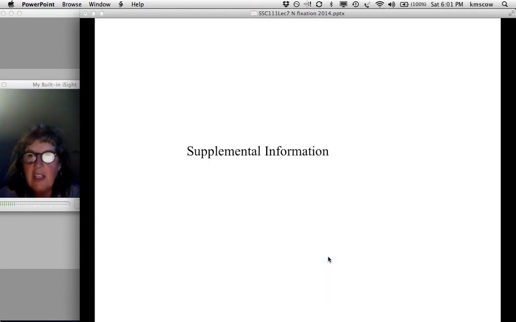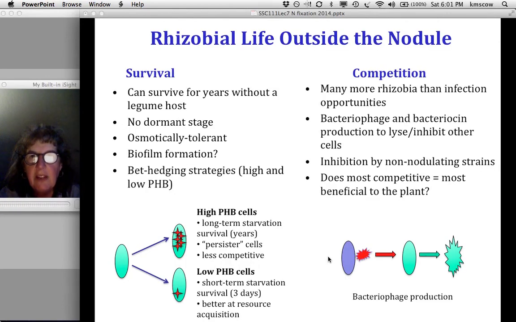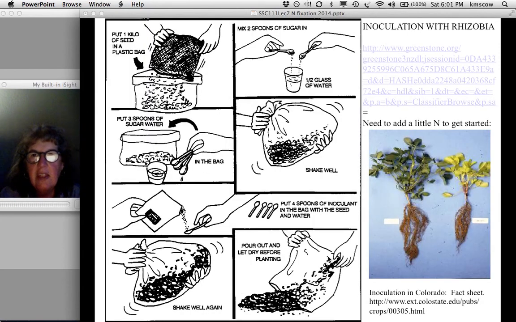All right, that's it. There's a little bit of supplemental information that talks about survival of rhizobia outside the nodule, and just a little how-to cartoon for how to inoculate your seeds with an inoculant of rhizobia, which of course you can go to Ace Hardware and buy, or you can buy seeds that already are coated with the inoculum.